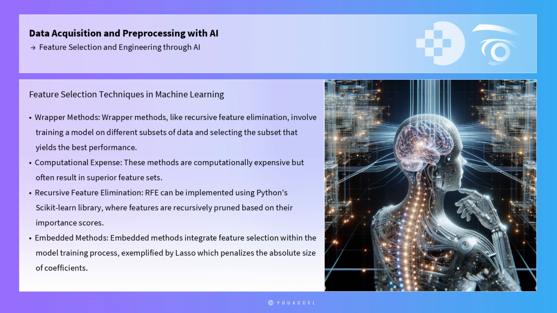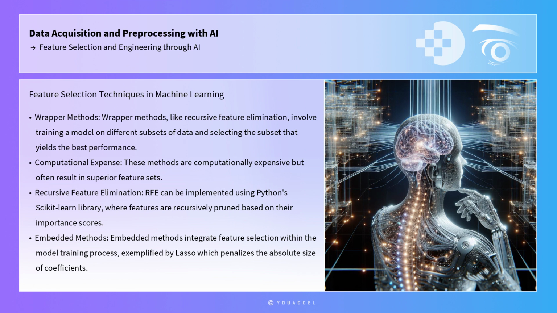Wrapper methods, like recursive feature elimination, involve training a model on different subsets of data and selecting the subset that yields the best performance. These methods are computationally expensive, but often result in superior feature sets. For example, RFE can be implemented using Python's scikit-learn library, where features are recursively pruned based on their importance scores until the optimal set is achieved.